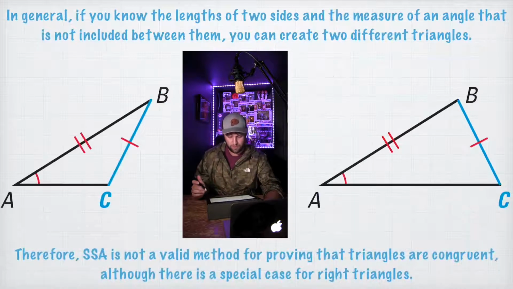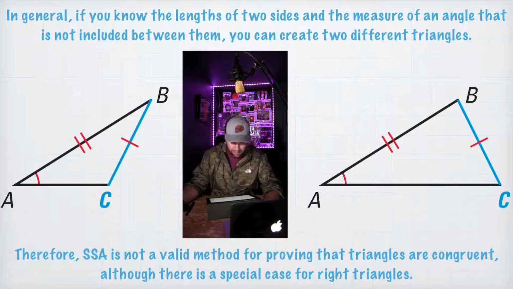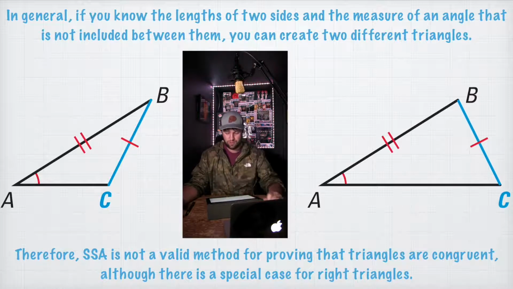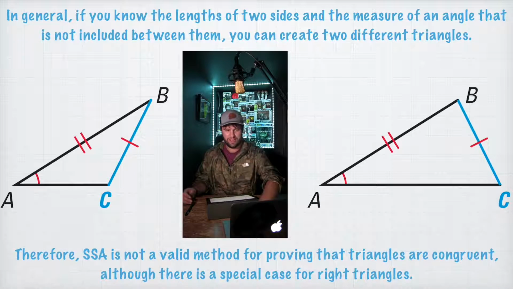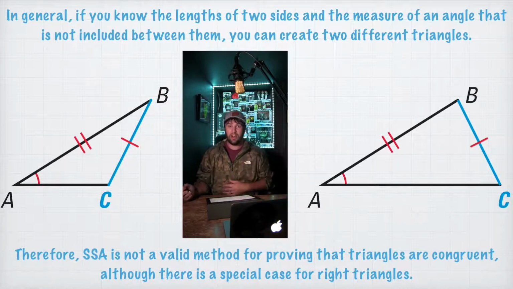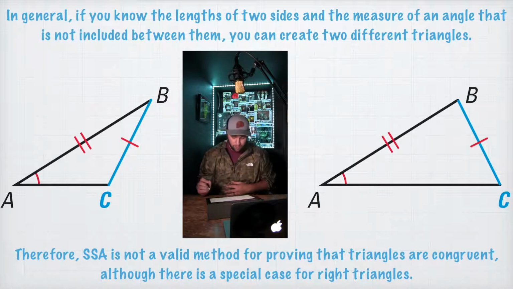In general, if you know the length of two sides and the measure of an angle that is not included between them, you can create two different triangles. Therefore, SSA is not a valid method for proving that triangles are congruent, although there's a special case for right triangles. Okay, so I'm sure everybody asked their teacher, well, when are we going to learn the SSA postulate?